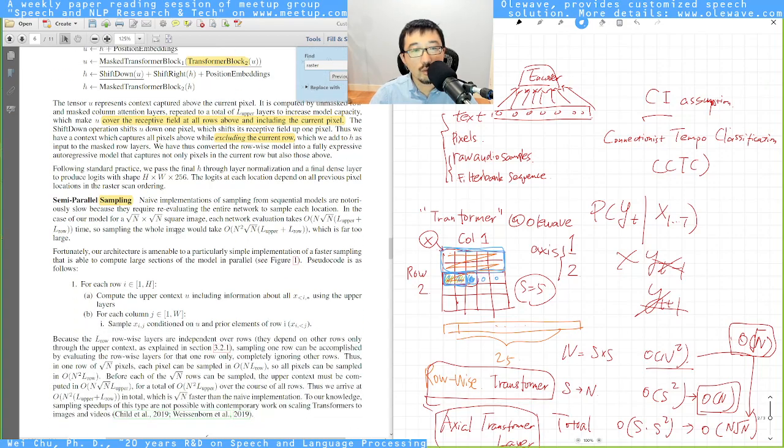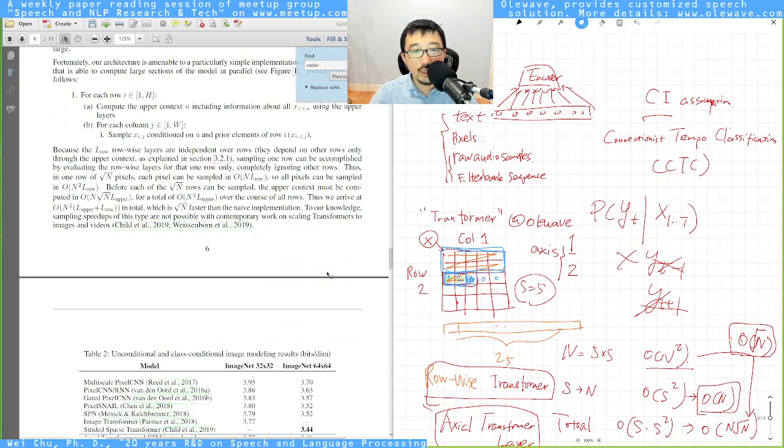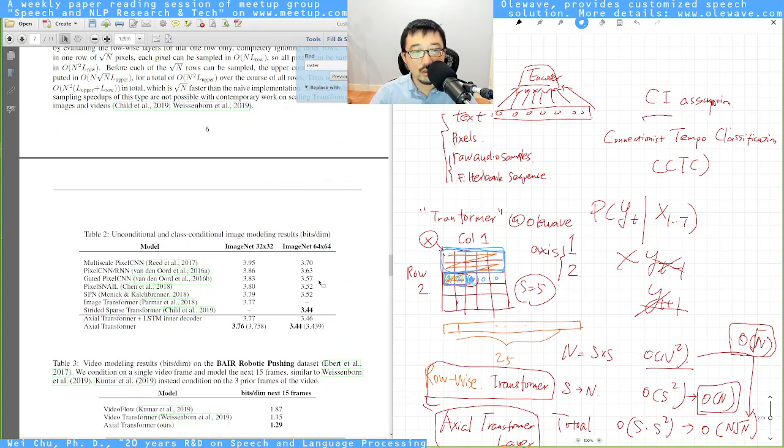And then they talk about their semi-parallel sampling. But this is very easy to understand, and they're saying that this is a square root of n faster than the naive implementation. I explained the ideas here, okay? And then they talk about the performance. And then you can see that I think this is something like the prediction accuracy. Although they use bits per dim, I don't understand this metric. I never heard of that before.